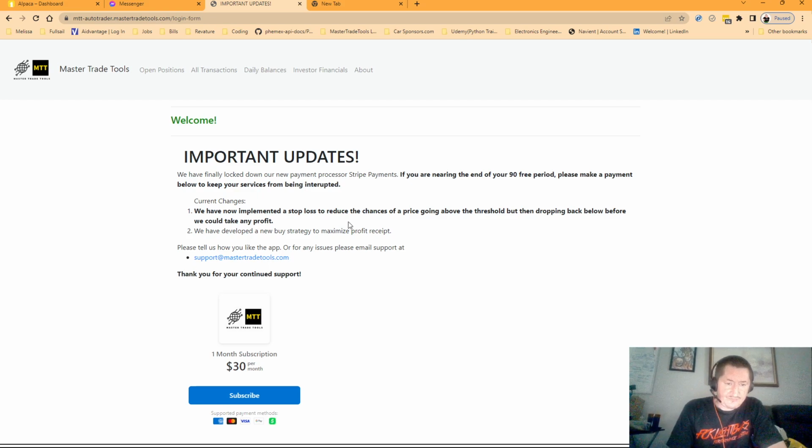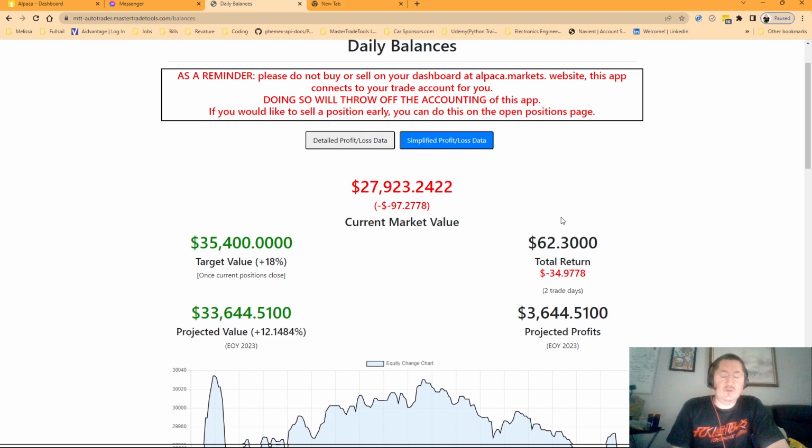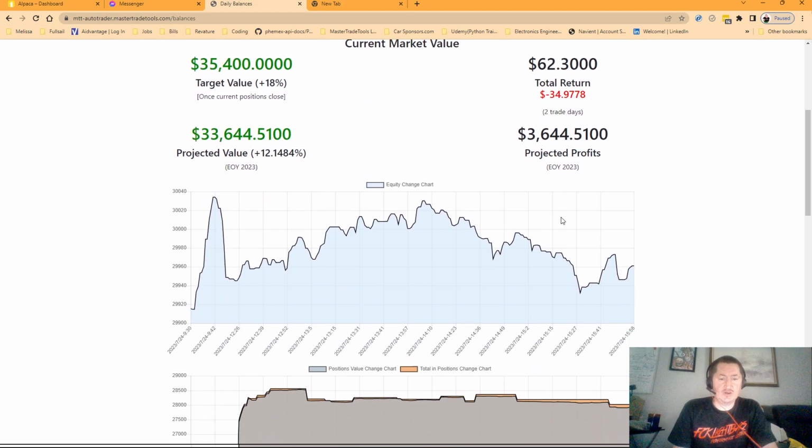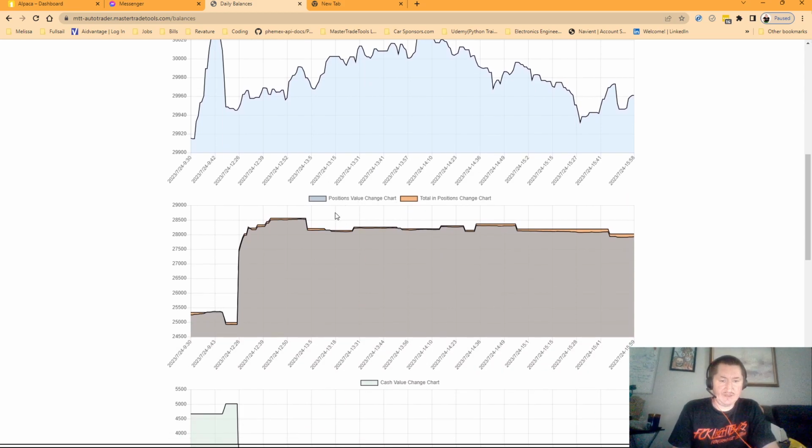So moving on. Once you come in, this is the first page you're going to see when you log in. The one thing that I find myself going to is the daily balances page when I first log in. This is going to take a little while, but that's just because of how many positions I have currently open. The reason I come here is because this has got all of your charts. This has got your equity change chart. If you're not familiar with what equity is, I'll explain that. You also have your positions value change chart and the total in positions change chart.